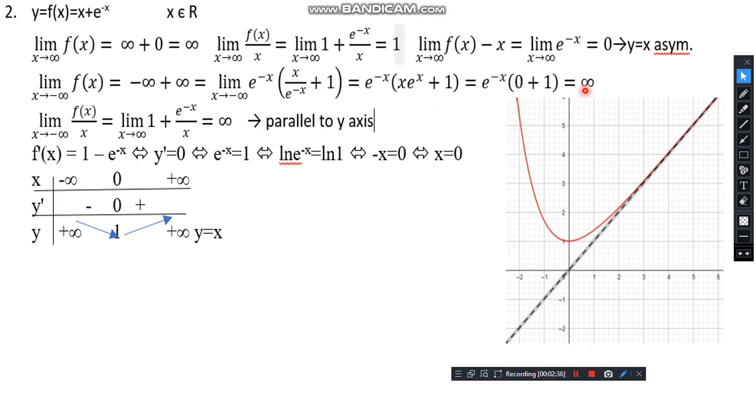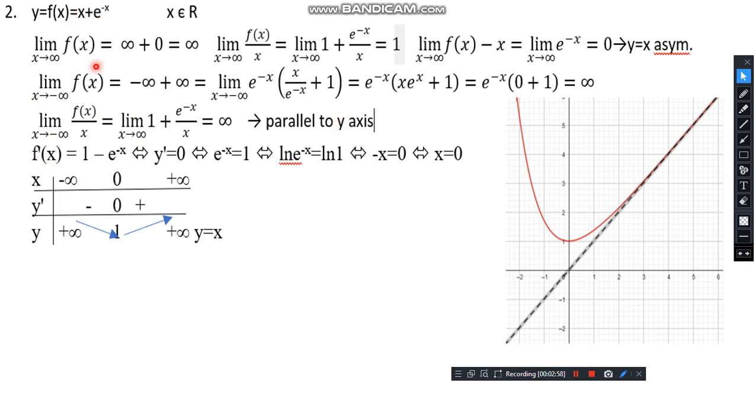So in that case, we're going to do the direction. We do f of x over x, so 1 plus e^(-x) over x. This is infinity over infinity, and you know that the exponential is stronger. Or you do L'Hospital's rule, so it's infinity. So since it's infinity, at minus infinity, it's parallel to the y-axis.